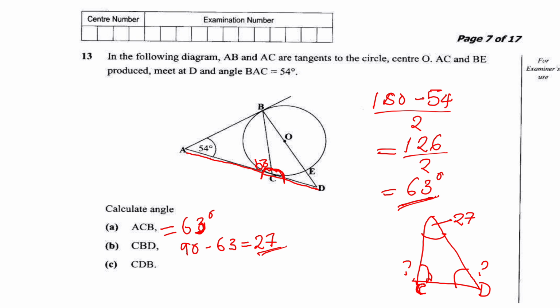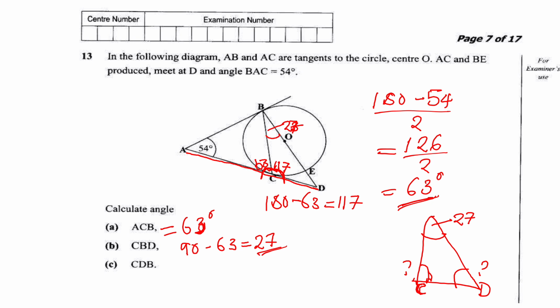How do we find this one? To find this one, we say 180, which is coming from the straight line, minus 63. And then we are getting 117. So that is the 117 when we say 180 minus 63. So this angle here is 117. Then what of this one here? This one was found to be 27.